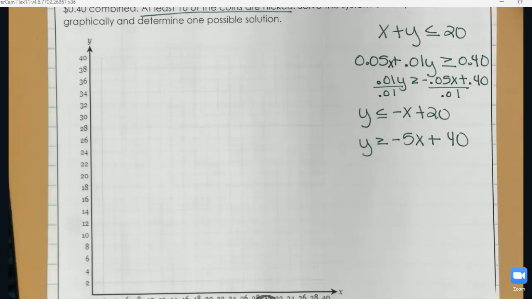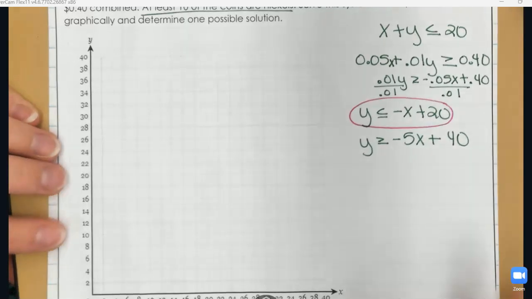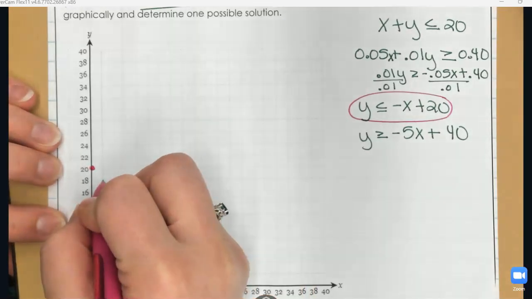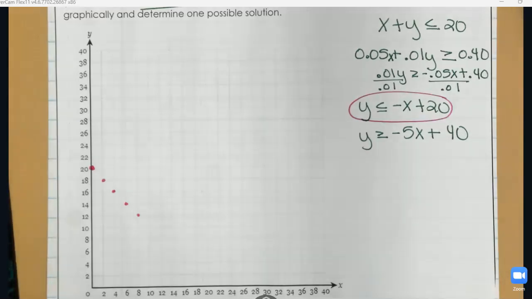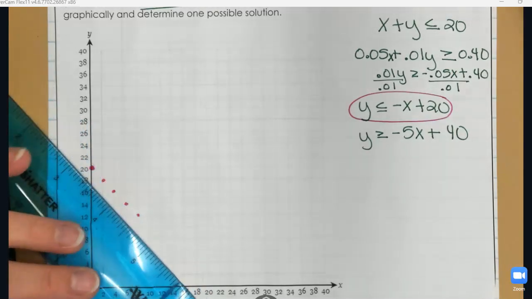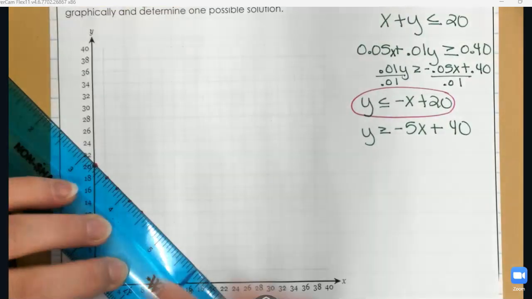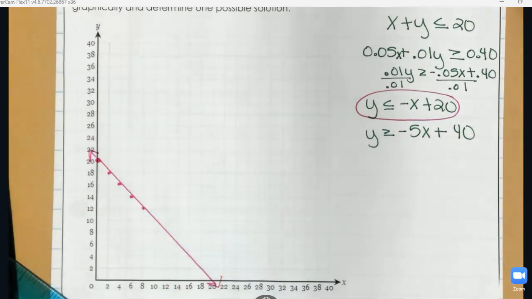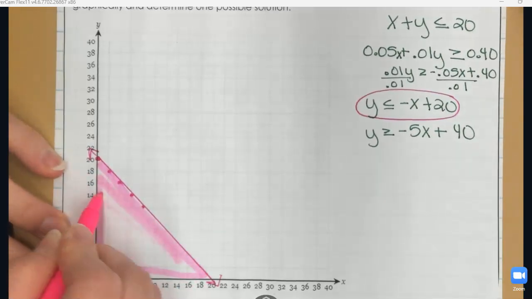Again, I'm going to use my two colors. I'm going to start with the first one in pink. And so my intercept is at 20, and my slope is negative 1. And that inequality is underlined, so that one will get a solid line. And it is less than, which means it's going to be shaded below. So everything in here.